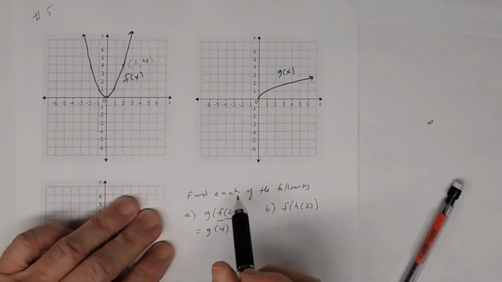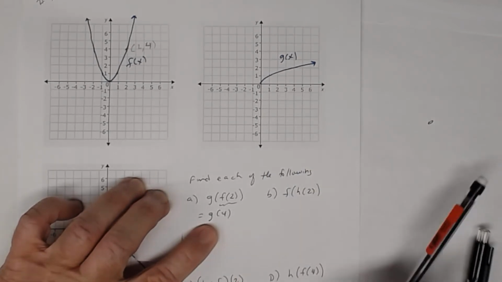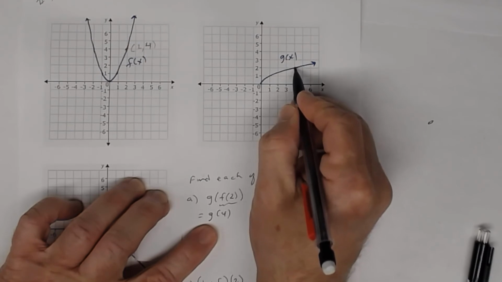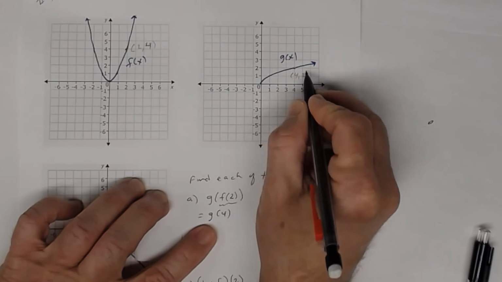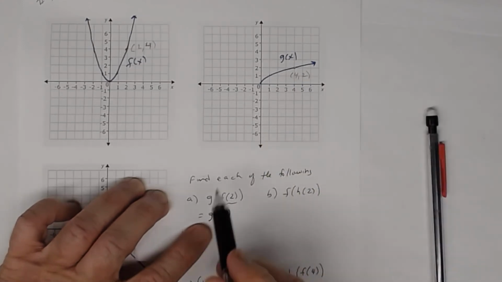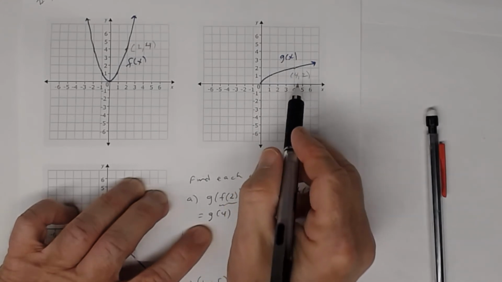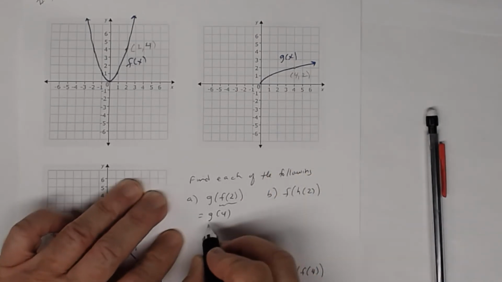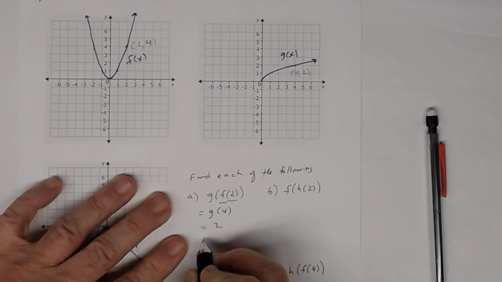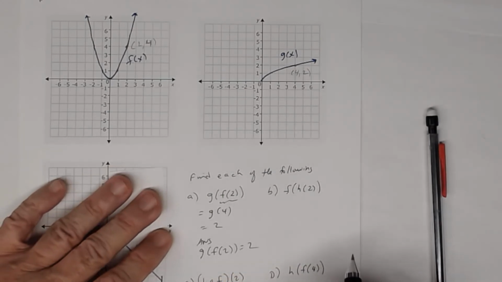So now I need to find g of 4. So now I've got to go to my function g. So here's my function g. In the function g, when x is 4, what's that y value? Well, you can see that y value is 2. And if you need to label that point, label that point. It doesn't hurt to label the point. So g of 4 means what's that y value when x is 4? But remember, you've got to go to your function g now. Because this is g, when x is 4, my y value is 2. So this becomes 2. So therefore the answer, g of f of 2, is equal to 2. Okay?